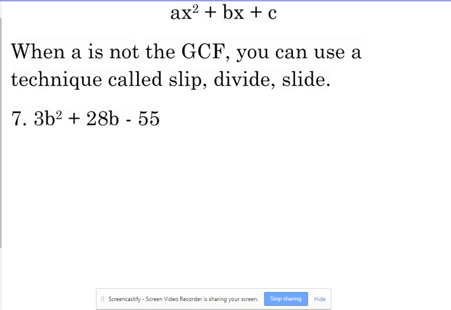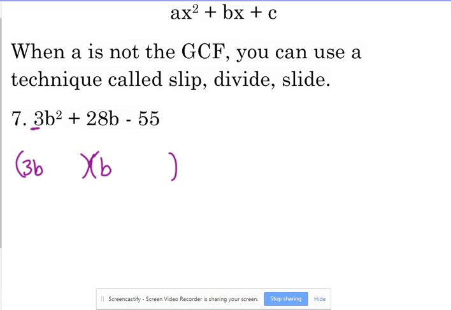So first of all, the way that I learned to do it was that when a is not 1, in this case it's 3, 28 and 55 are not divisible by 3. So it's not our GCF. We've got to jump straight to two sets of parentheses. I can't automatically put b and b because b times b is only b squared. I need 3b squared. So I've got to put 3b in one set of parentheses, and b in another set of parentheses. So I've got my first term taken care of. 3b times b is 3b squared.